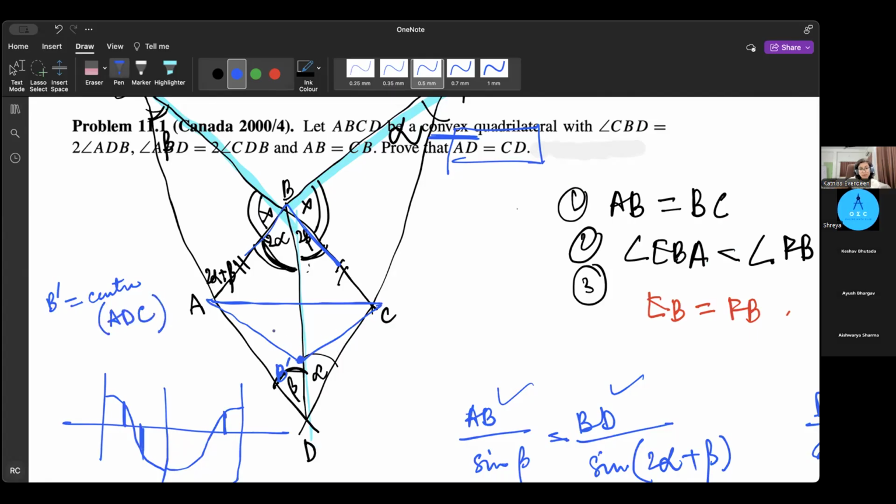So what are you claiming? That it's twice and it's equal. Exactly right. Because if this is the center and the angle has to be twice, it has to lie on the circular arc and there's exactly one point. So B dash is the center.